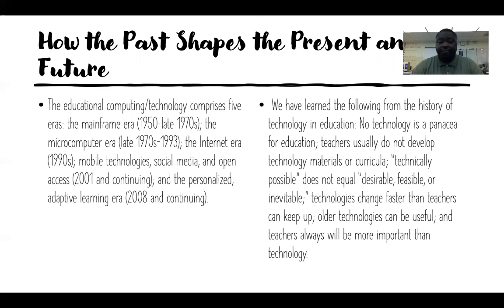Then you have mobile technology, social media, and open access from 2001 and continuing. So basically, you've got the social media era, where at one point MySpace was a big thing, especially around 2003, 2004. Then Facebook came along. Then you have other outlets such as TikTok and Snapchat. I mean, there are just countless. Oh, Instagram, Twitter. It just has everything on it. I mean, social media is just wide open now in this time frame.